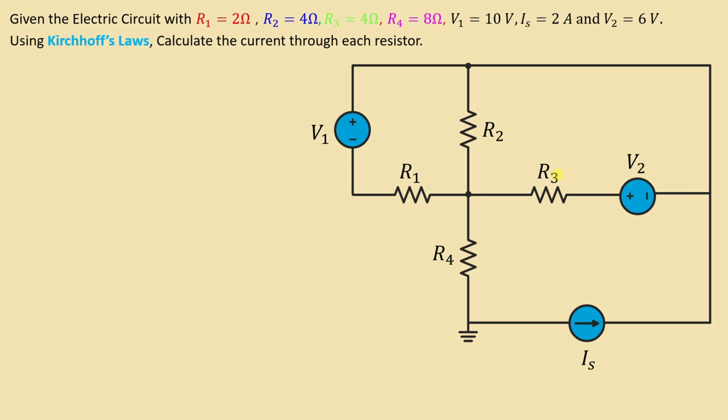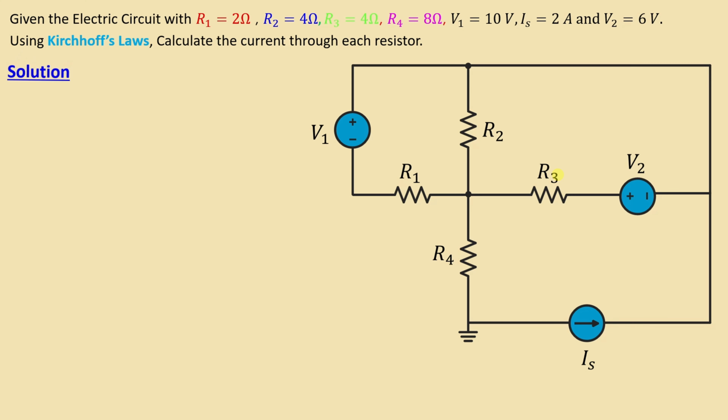Given the electric circuit with R1 is 2 ohms, R2 4 ohms, R3 4 ohms, and R4 is 8 ohms, and we have two voltage sources, V1 10 volts, V2 is 6 volts, and we have a current source IS equal to 2 amps. The question now is to calculate the current through each resistor using Kirchhoff's laws.